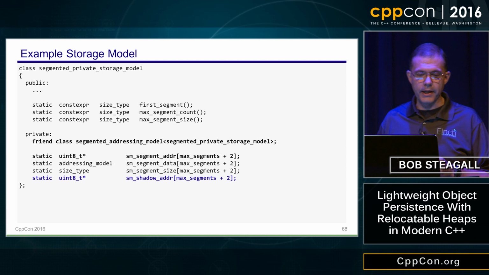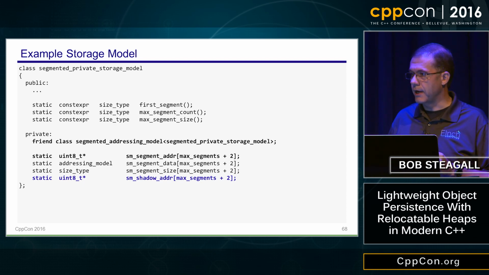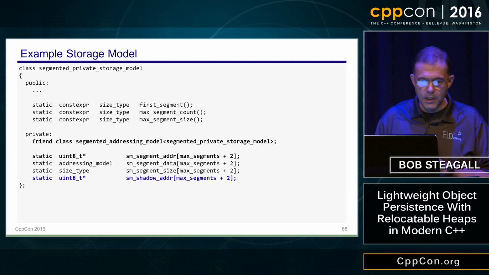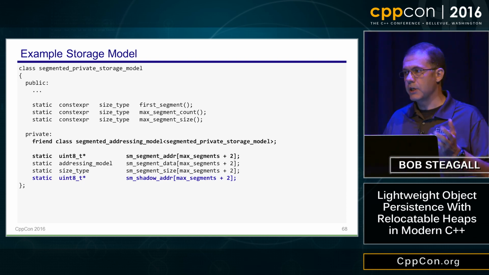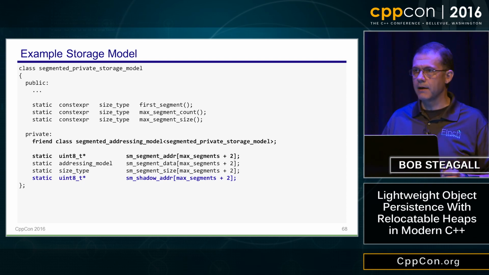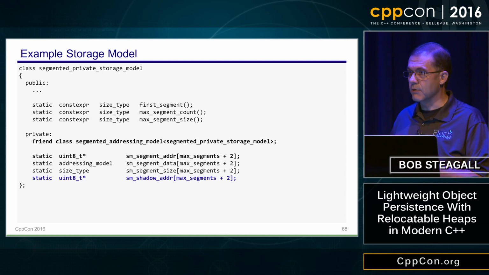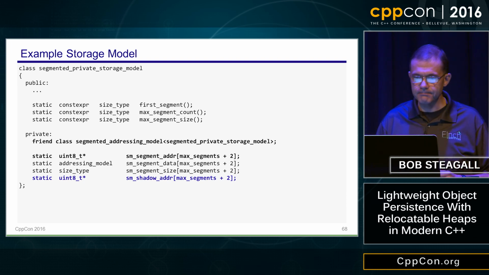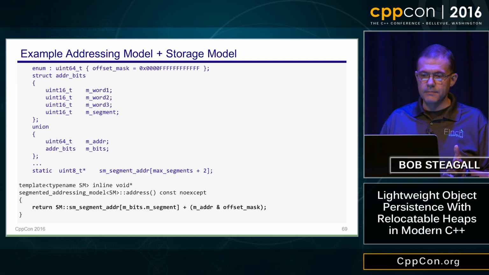The next is an array of addressing model types, which are the actual pointers that will be used publicly. And there's an array of size types which tell me how long each segment is. And there's this funny thing called the shadow backbone. The purpose of this I will reveal later, and hopefully it will work correctly in the demo.